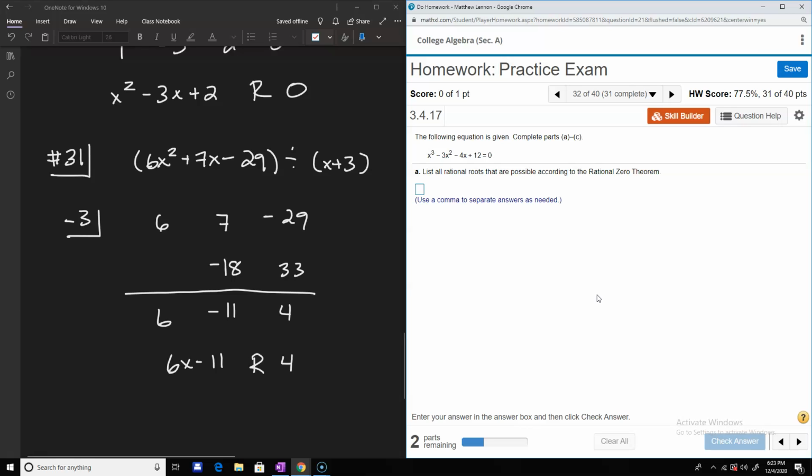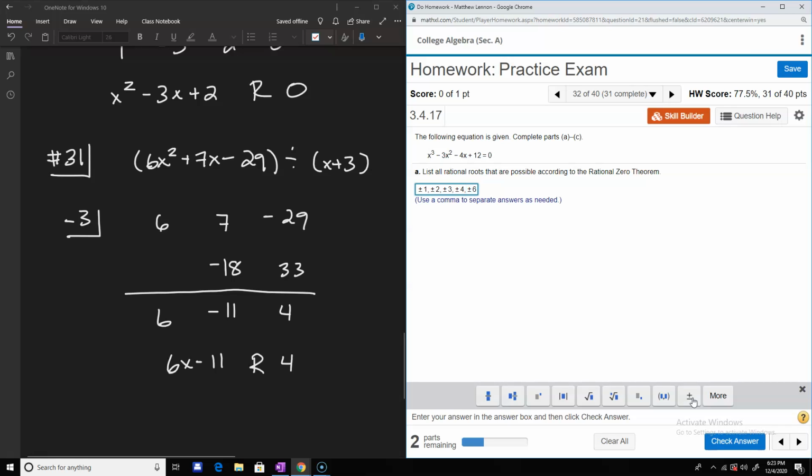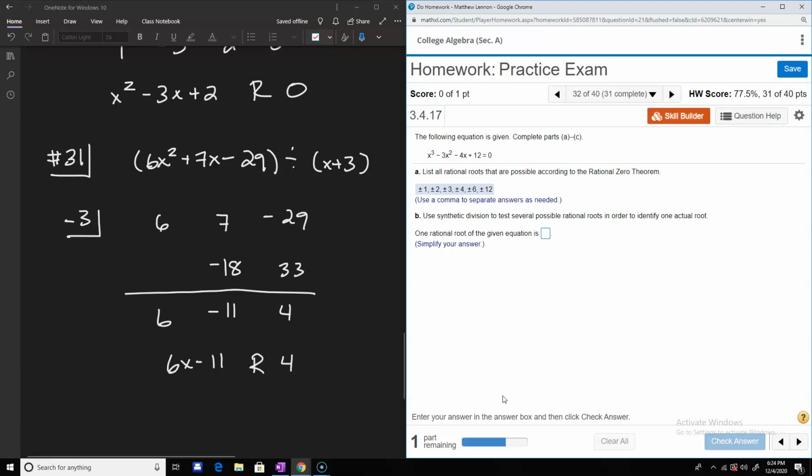Okay, so list all rational roots according to the rational roots theorem for this one. Well, again, it's the possible factors of 12 divided by the factors of the leading coefficient 1. Dividing by 1 doesn't do anything, so it's just going to be all the numbers that divide into 12. So plus and minus 1, plus and minus 2, plus and minus 3, plus and minus 4, plus and minus 6, and plus and minus 12 itself. So those are all the possible roots.